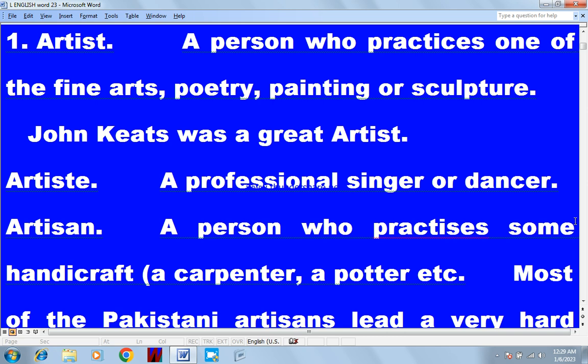Second word is artiste, A-R-T-I-S-T-E, a professional singer. You must remember, for a hint, there is word E in it, and there is singer, word E is in singer. This will help you. A singer or dancer.